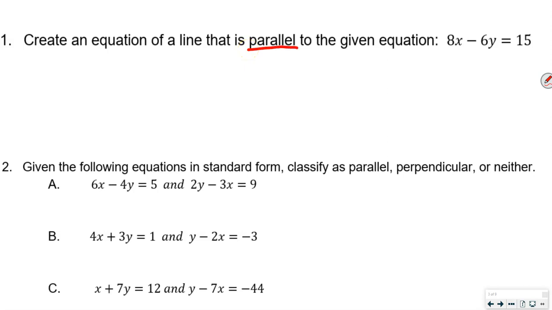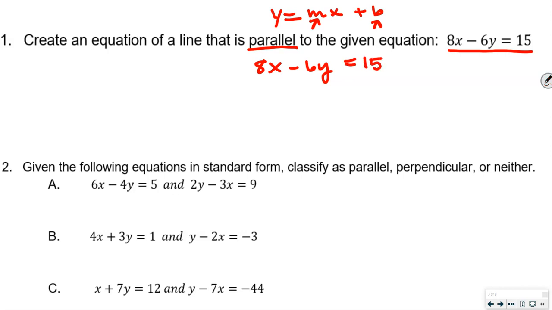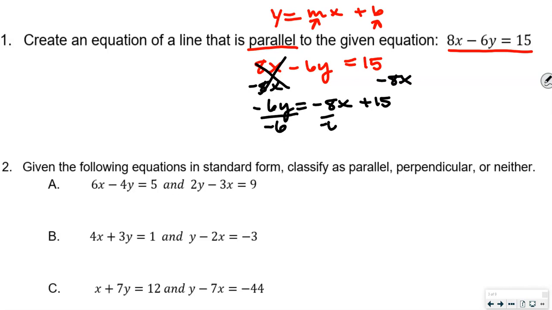So we're going to take this equation over here, 8x minus 6y equals 15, and we're going to put it in y equals mx plus b format. Remember that m is our slope and b is our y-intercept, okay? So I'm going to write it here, 8x minus 6y equals 15. So I'm going to subtract the 8x from both sides. So that's going to get rid of it from there, and I got negative 6y equals negative 8x plus 15. Then I'm going to divide by negative 6, because remember, again, I'm trying to get y by itself.